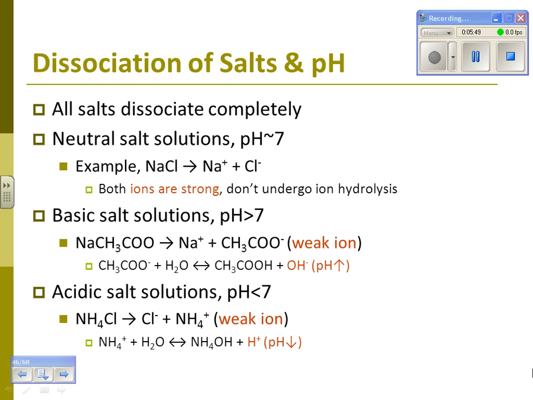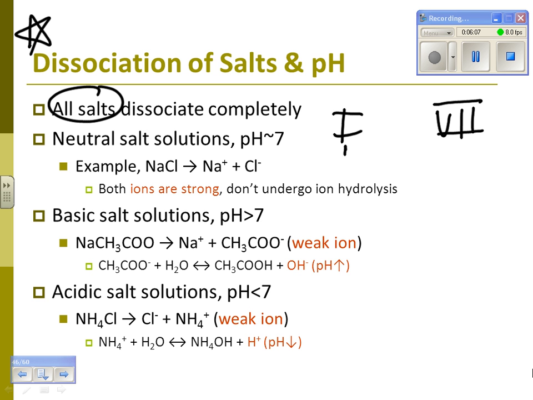Pretty much the same thing with bases, except the inverse. This is a big source of questions, so make sure you understand this slide, that all salts will dissociate completely. If it's neutral salts, so two strong ions, usually from a group 1 and a group 7 combined, like NaCl or maybe potassium bromide or something, those are going to dissociate completely and will not affect the pH.